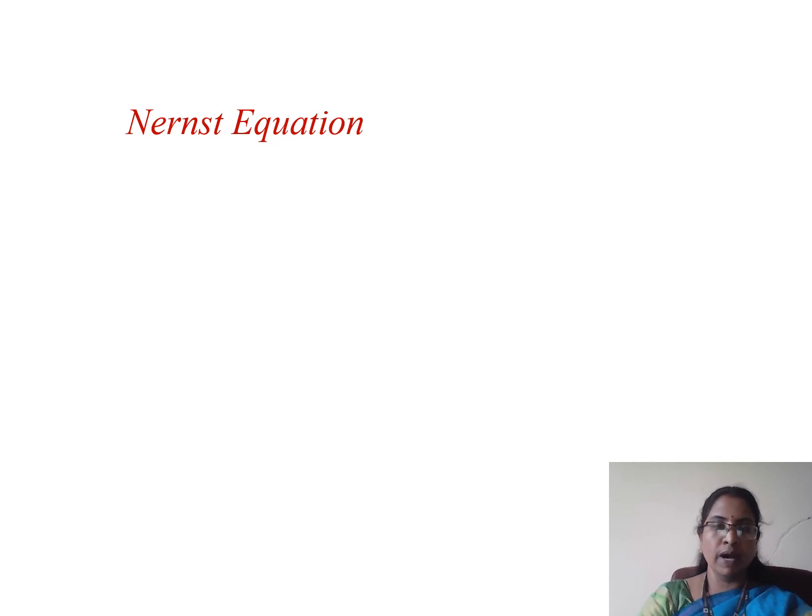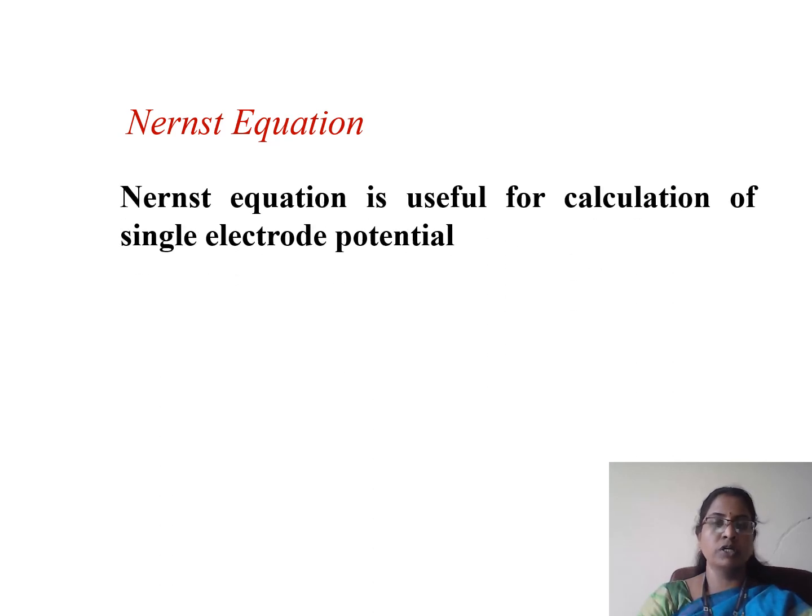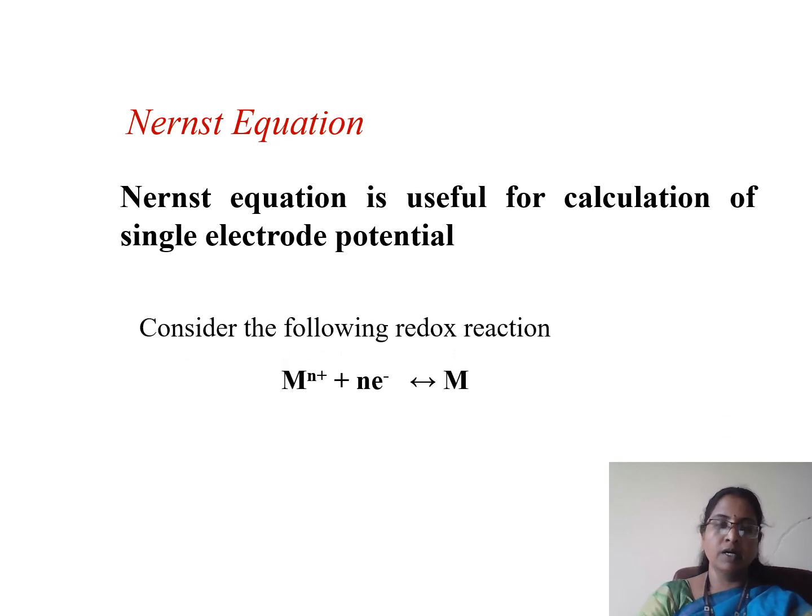The Nernst equation is a mathematical representation which gives information about the electrode potential and standard electrode potential, and explains the relation between the electrode potential value E and the standard electrode potential value. The Nernst equation is derived by using a general redox chemical reaction. So let us assume this is the general redox chemical reaction.